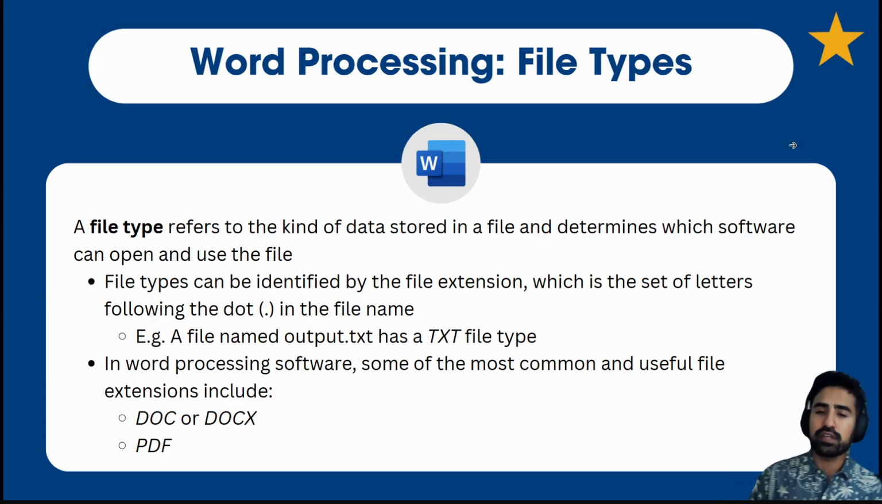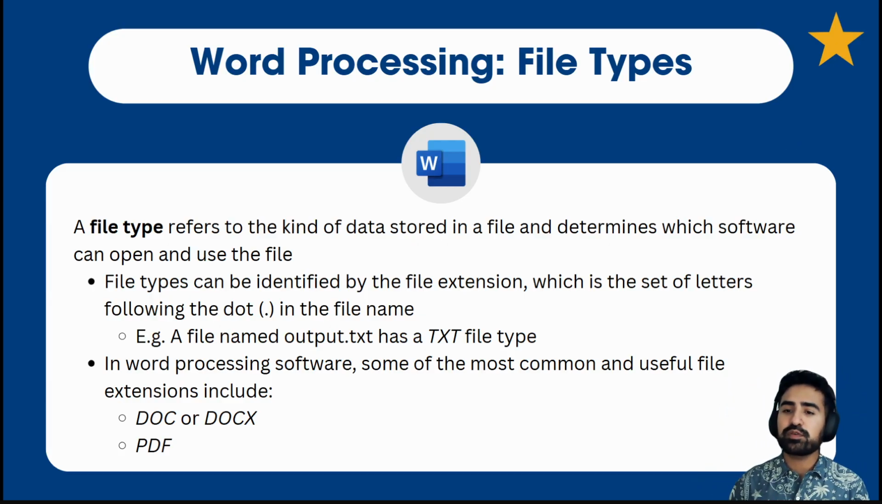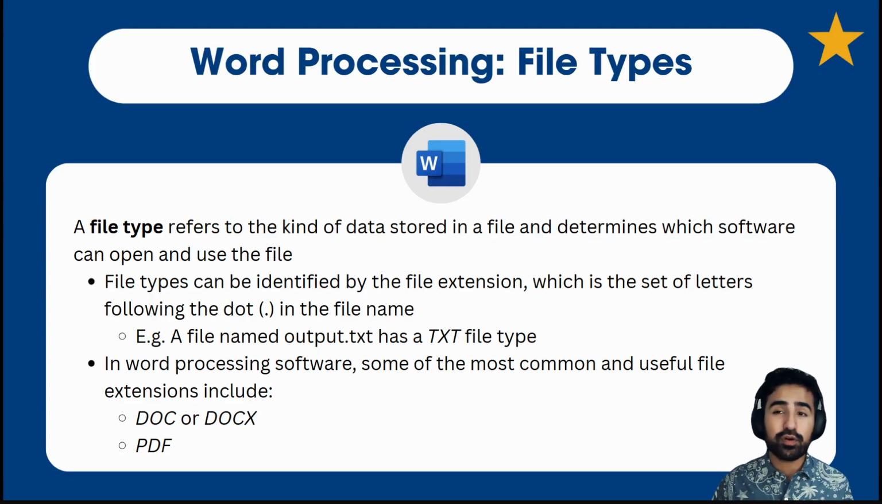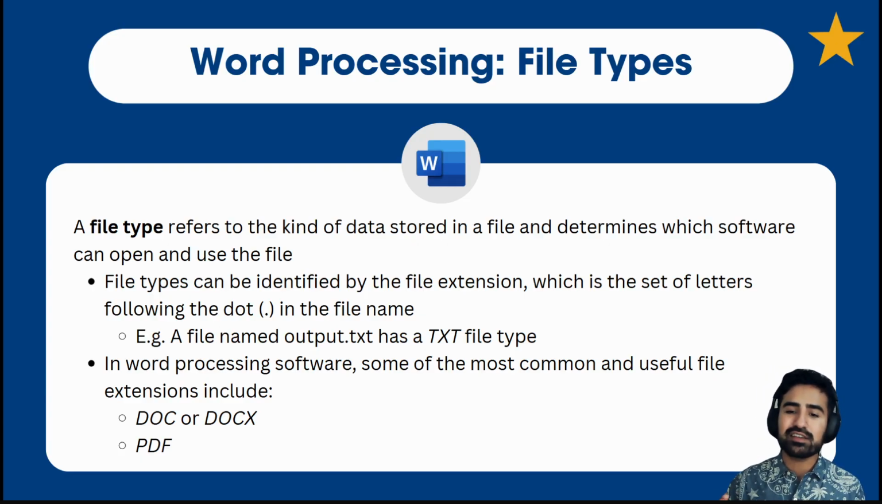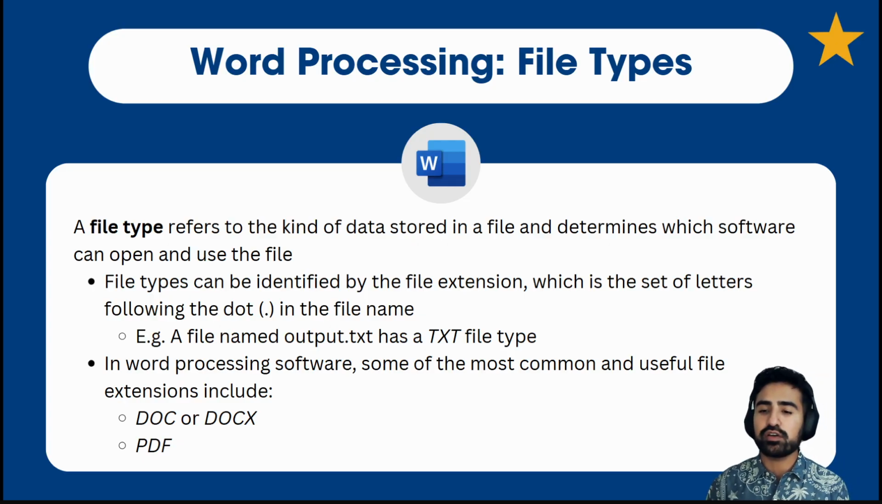So let's talk file types. File type refers to the kind of data stored in a file and determines which software can open and use the file. For word processing, typically we're going to run into PDF or doc or docx. We'll explain the difference in the next slides. It's not going to be too difficult to get this one wrong. I still see some students save their Word files incorrectly sometimes, but for the most part, everyone is somewhat familiar with these file extensions.